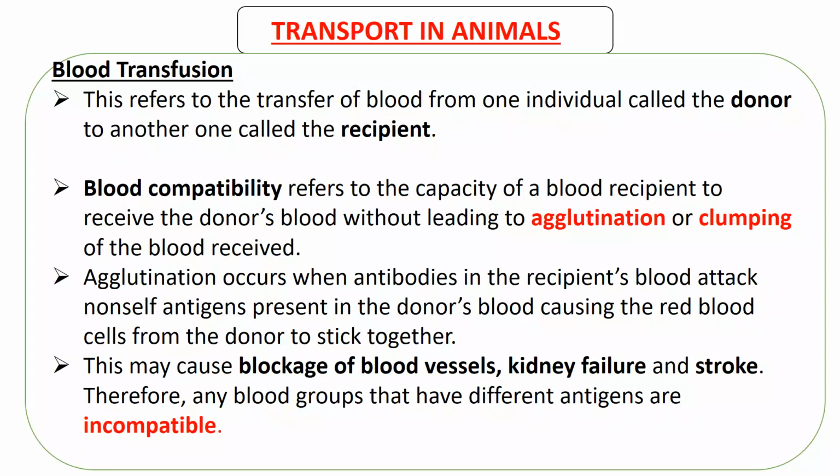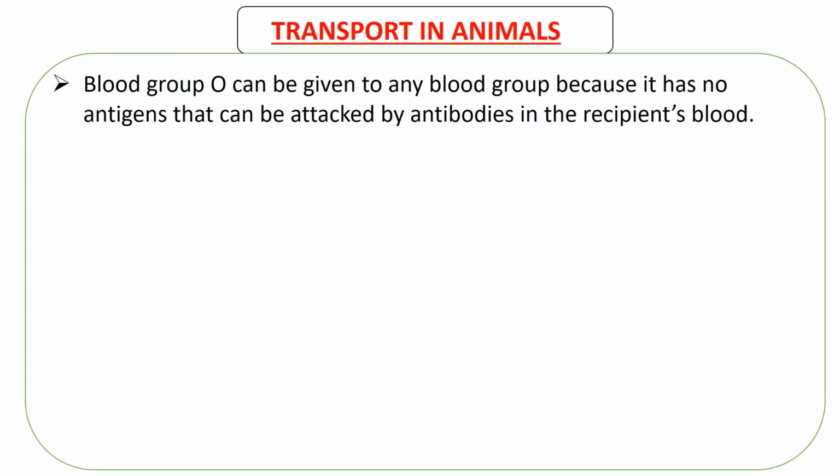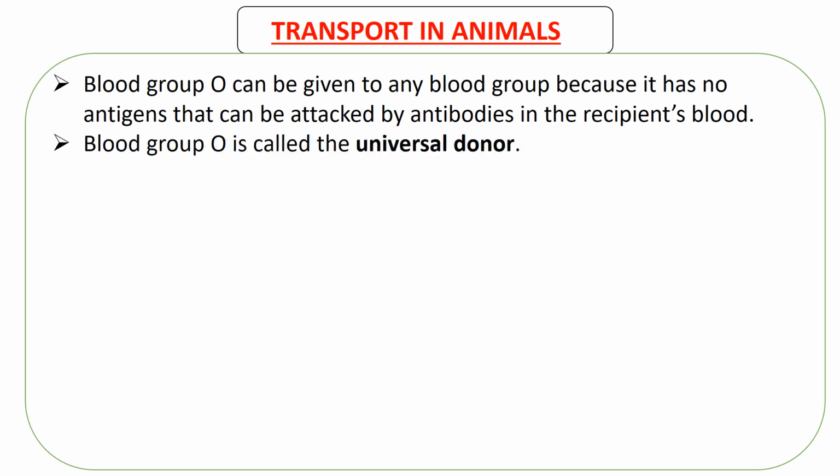So what are some of the cases where you can do blood transfusion other than having the same blood type? Here are some cases. Blood group O can be given to any blood group because, remember, it has no antigens. You can take blood group O and put it in any other blood because it does not have antigens. So the antibodies in the recipient's blood will not be able to attack the antigens since they are not there. For this reason, blood group O is called a universal donor.